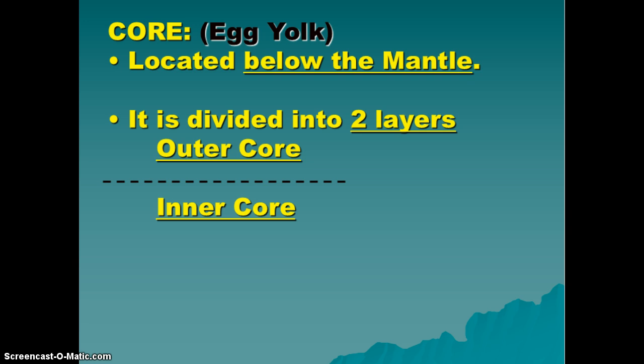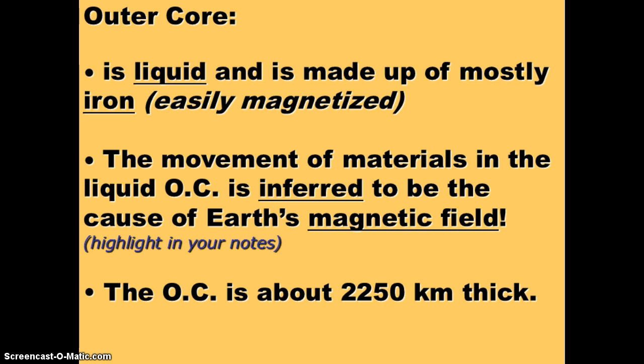We will look at the outer core first. The outer core is liquid and is made up of mostly iron. This is easily magnetized. The movement of materials in the liquid outer core is inferred to be the cause of Earth's magnetic field. Make sure you highlight this in your notes. The outer core is about 2,250 kilometers thick.